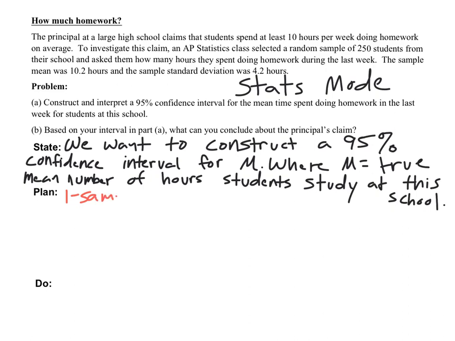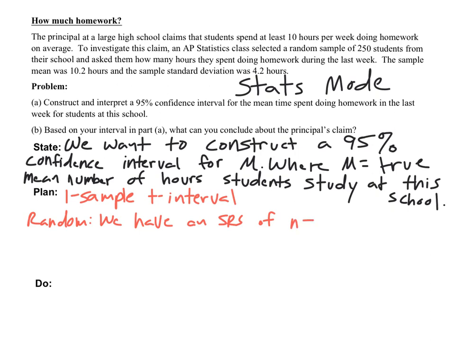Same as before, we will do a one sample t interval. First condition to address is random. SRS of n equals 250 students.